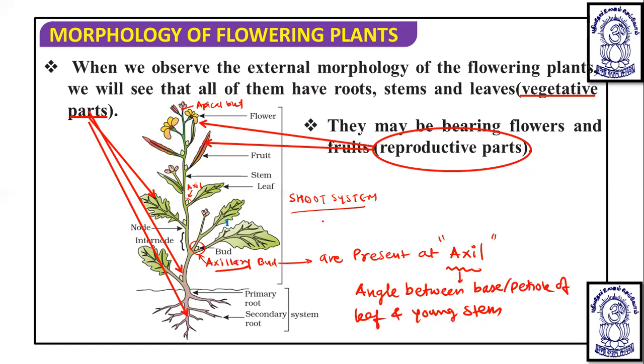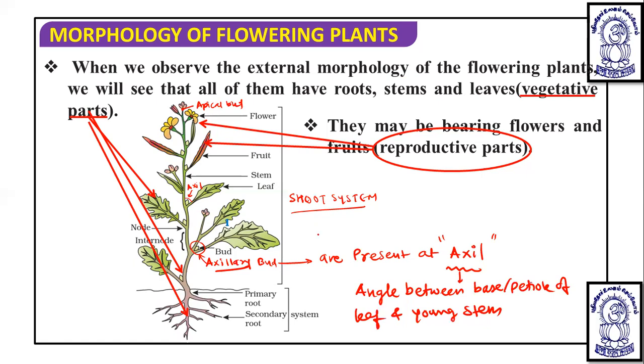Actually, the importance of a bud is that a bud is nothing but a compact shoot. When the bud grows, it has the ability to give rise to a new plant. It can propagate and form a new plant. Because of this, we give importance to the bud as well.